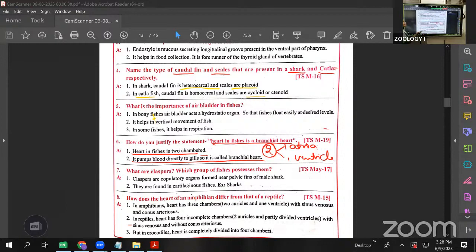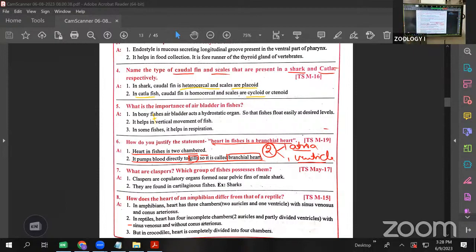Venous blood is present. The heart has only two chambers, the atrium and the ventricle. That's why they directly pump the blood to the gills. Branchia is another name for gills. They pump the blood to the gills, and that's why we call that heart a branchial heart.